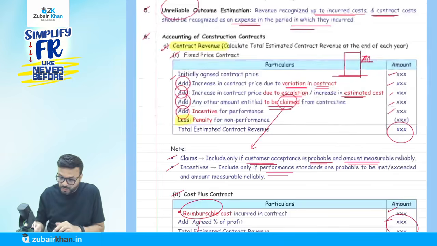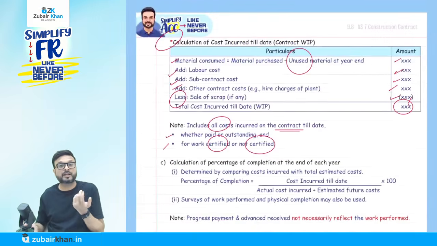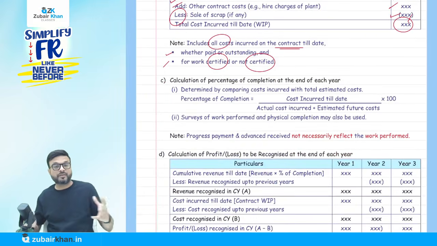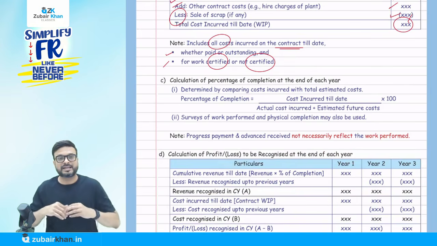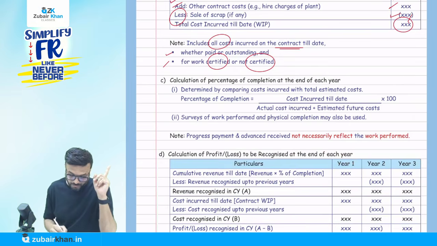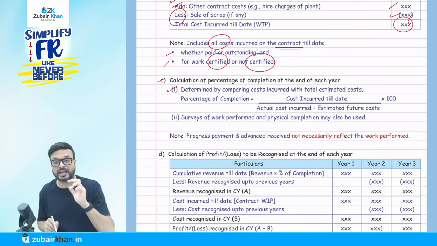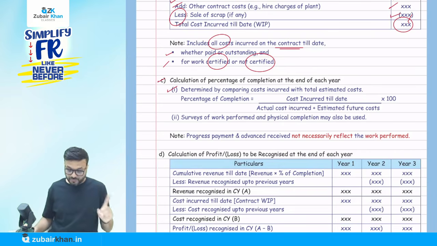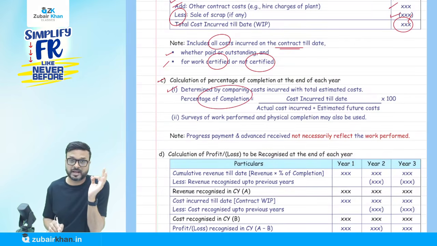So we calculate two things: total contract revenue and total contract cost. Now I am coming to point number C. There are different methods to find out what percentage of work has been completed, but ICAI will ask you only by one method. Now understand that. First, the calculation of percentage of completion at the end of each year. The first method is determination by comparing the cost incurred with the total estimated cost. This is the method which is asked by ICAI.